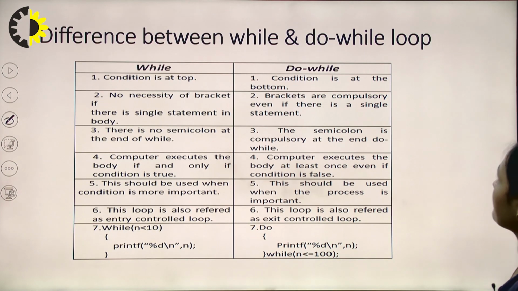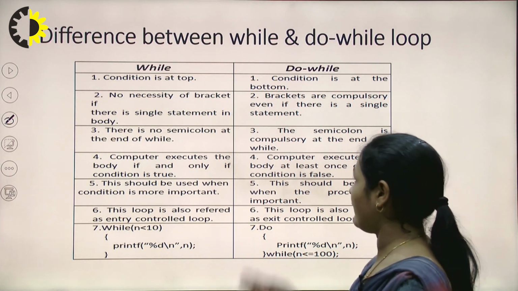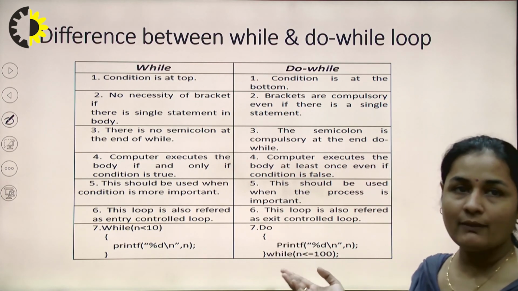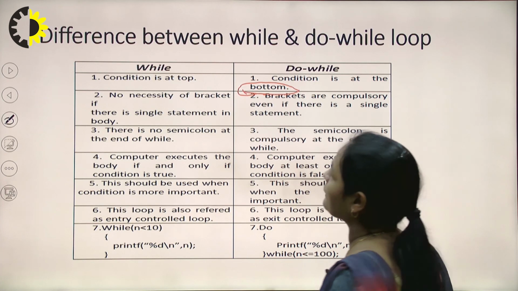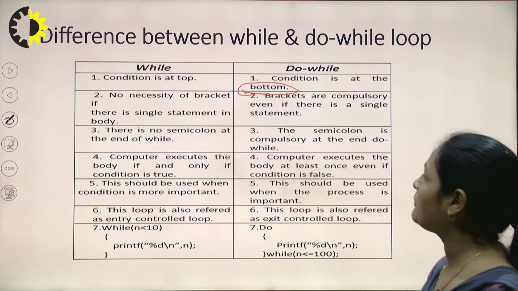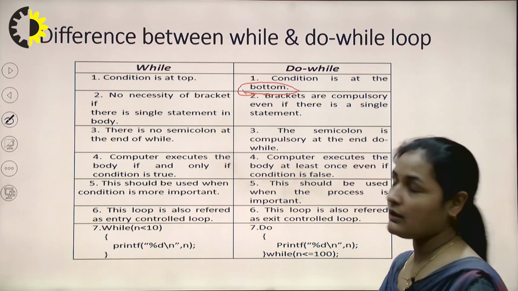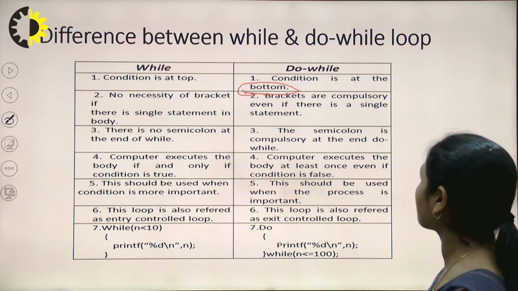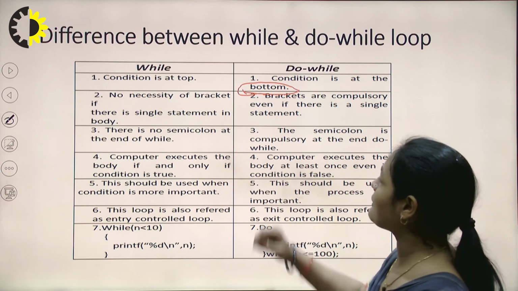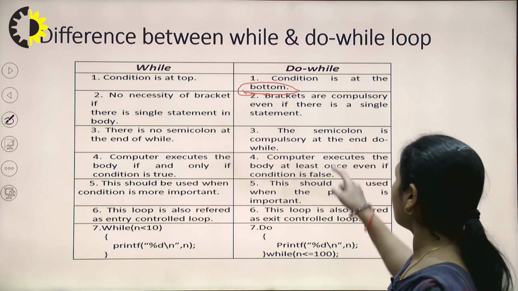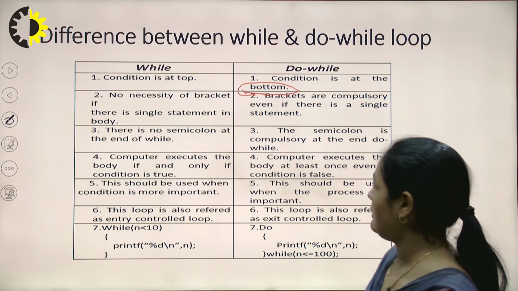So this is the difference between while and do while loop. The basic difference is that in the while loop the condition is given at the top, and in the do while loop the condition is given at the bottom, that means at the end of the loop. In a while loop, brackets are not necessary if there is a single statement in the body, but in a do while loop brackets are compulsory even if there is a single statement. There is no semicolon at the end of the while loop, but at the end of the do while loop there is a need for a semicolon.